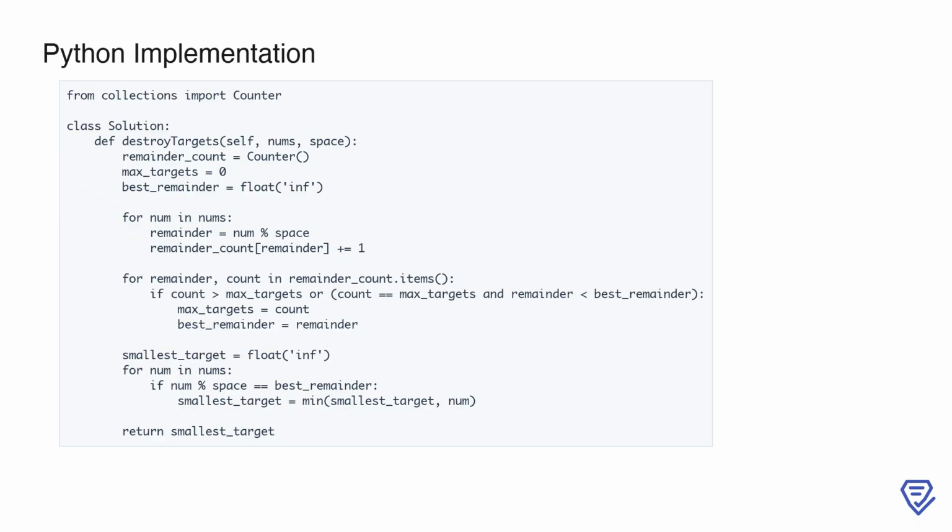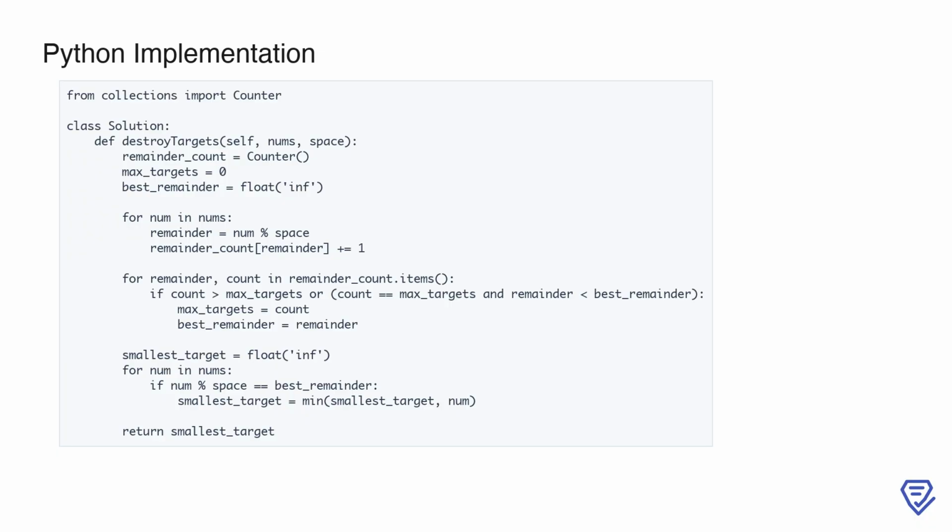4. Find the smallest target. With the best remainder determined, we iterate over nums again to find the smallest number whose remainder matches best_remainder. This ensures we return the smallest number that maximizes the destruction of sequential targets. 5. Return the result. The function returns the smallest number that meets the conditions.